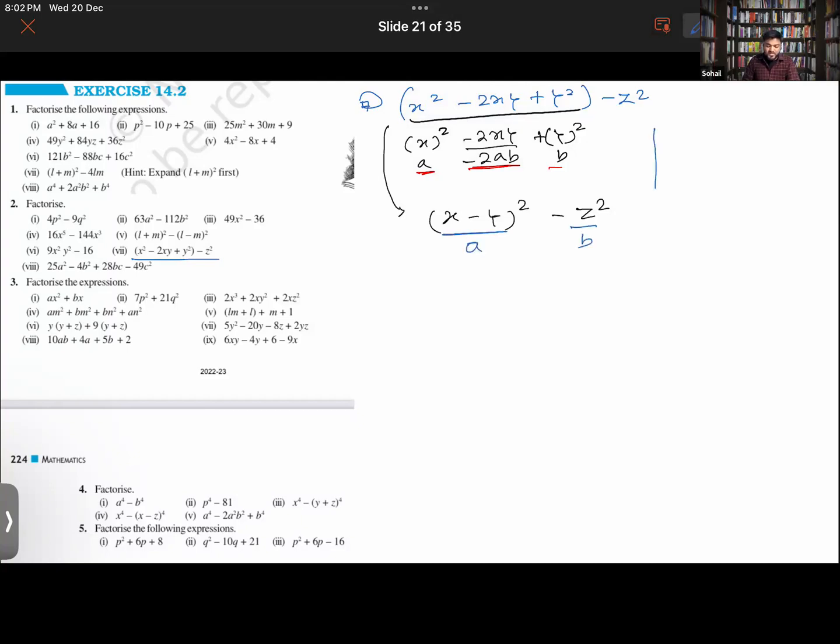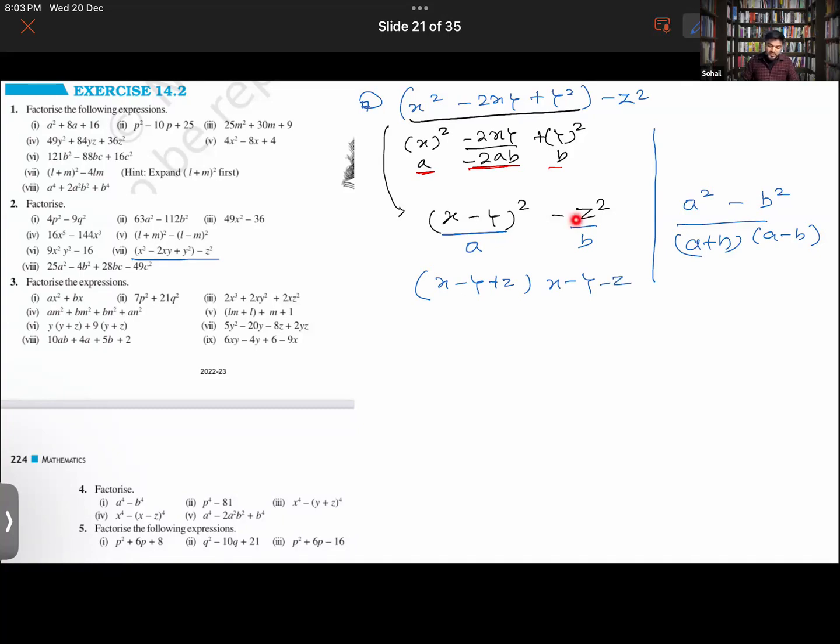So now which identity we can use here? A square minus b square, right? So thereby it will be x minus y plus z, right? A plus b, you know, it's a plus b into a minus b, that is, x minus y minus z. Getting it now?